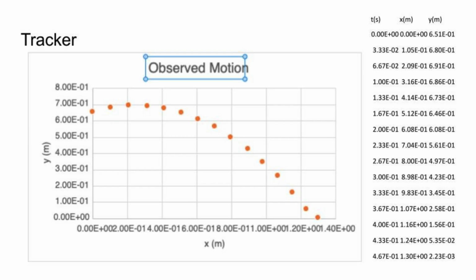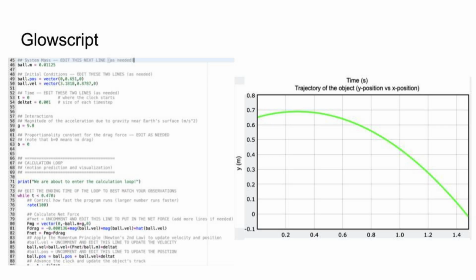The following graph was also produced in Excel and displays the observed motion of the ball and how it moves as time progresses in the X and Y directions. Using the data we found in Tracker, we created code in which we plugged in the object's initial position and initial velocity. We also plugged in the object's mass and assigned the variable for F net, which is equal to the force of gravity plus the force of drag.